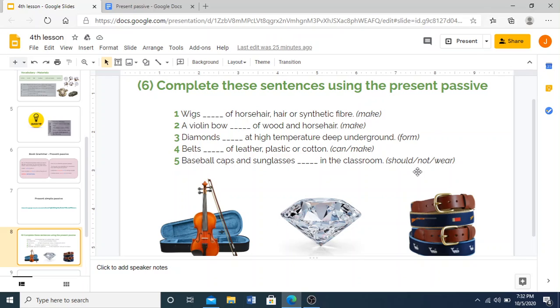1. Wigs dash of horsehair, hair or synthetic fiber. 2. A violin bow dash of wood and horsehair. The verbs in both cases 1 and 2 are "make". Okay. 3. Diamonds dash at high temperature deep underground. The verb is "form". 4. Belts dash of leather, plastic or cotton. The verb is "can make". Write these sentences in the present passive. And 5. Baseball caps and sunglasses dash in the classroom, "should not wear".